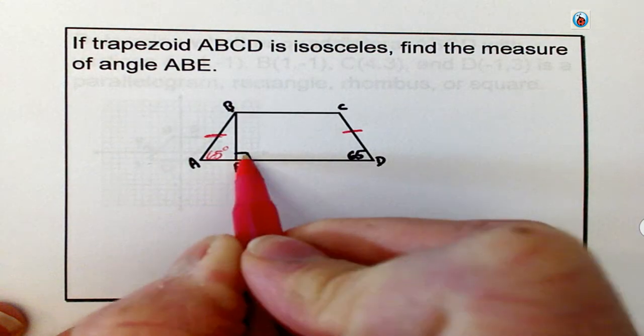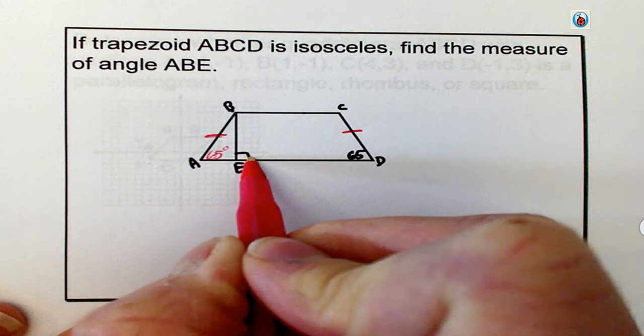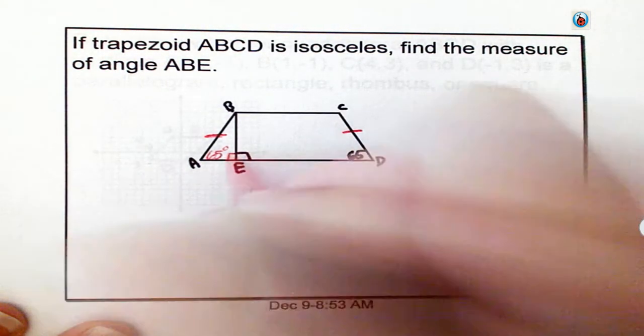And I can see these two angles form a linear pair. So if one is a right angle whose measure is 90 degrees, these two have to add to 180. This also has to be a 90-degree angle.